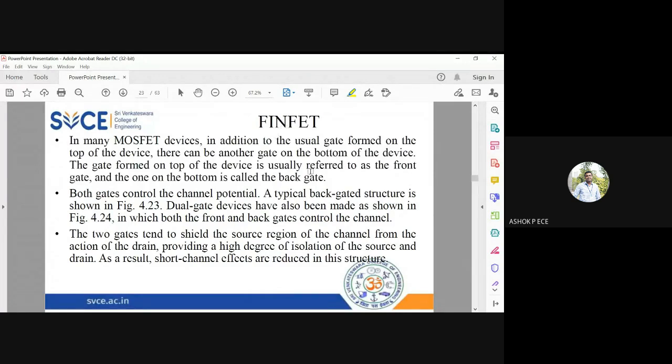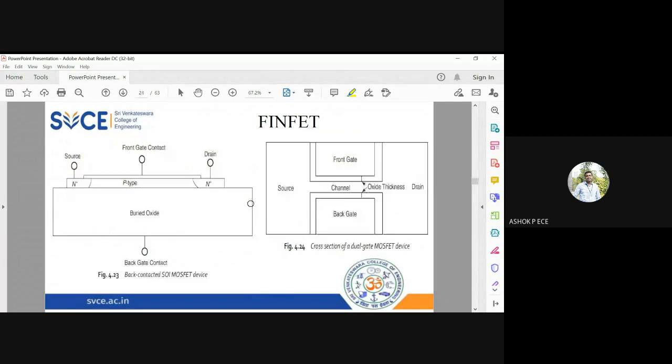So in many MOSFET devices, in addition to the usual gate, there will be another gate at the bottom. Conventionally in a MOSFET, you will have two gates and you will be shorting both the gates. The gate at the top is usually called the front gate, and the gate at the bottom is called the back gate. Both the gates will control the channel potential. The typical back gated structure is shown in 4.23. You can see here, conventionally, the substrate is considered as another gate.